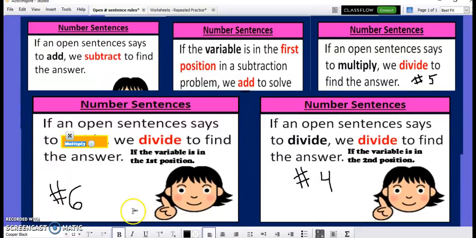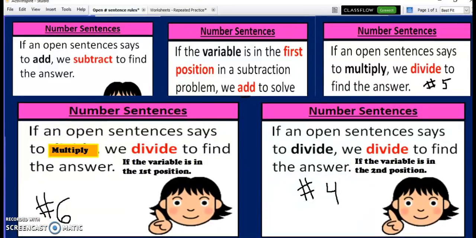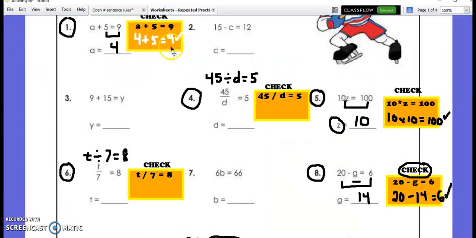So I'm going to go ahead and type that in, make it nice and big so you can actually see it. And I'm taking my time with this one so that you understand this one's different. With division and subtraction, you have to pay attention to where the variable is placed. And in number 6, the variable is in the first position. So because it's in the first position and it's asking us to divide, we're going to multiply. So I'm not actually dividing. It's asking us to divide, but because the variable is in the first position, we multiply. So question number 6 means I'm going to take 7 and 8, multiply them together, and you get 56.